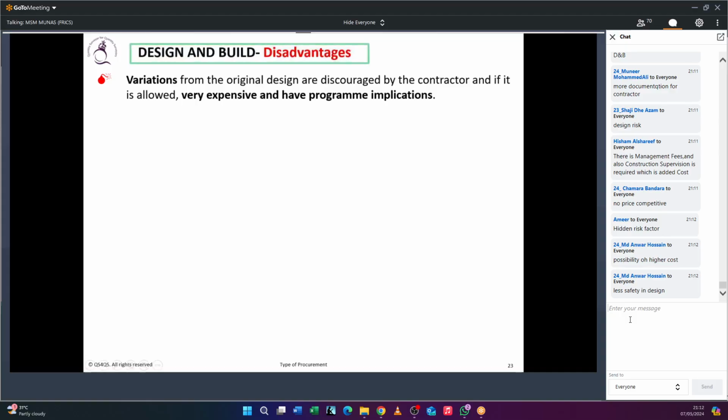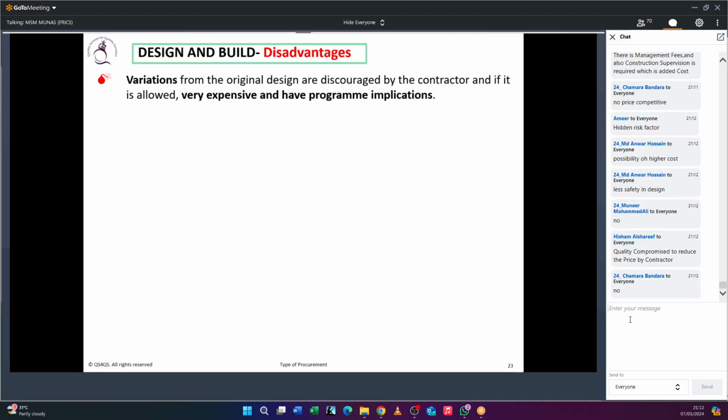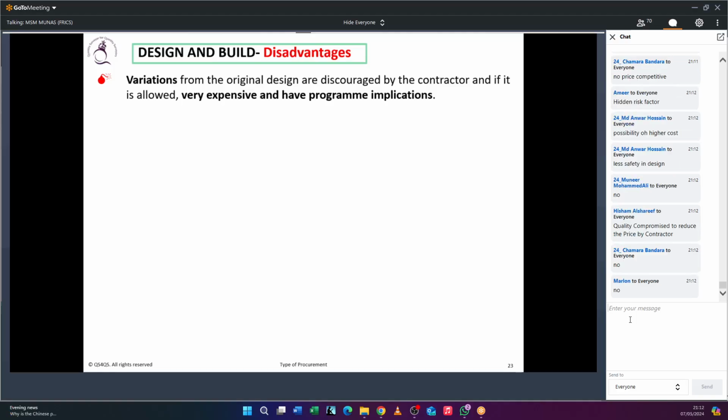So only in design and build, a quantity change is not considered a variation. Let's say the contractor comes and says, in your tender BOQ we have 10 quantity, now we have 100 quantity, give me 90 extra. Is it possible? Do you think quantity variances are treated as a variation under design and build? No. Why? The contractor is the one responsible for his price.